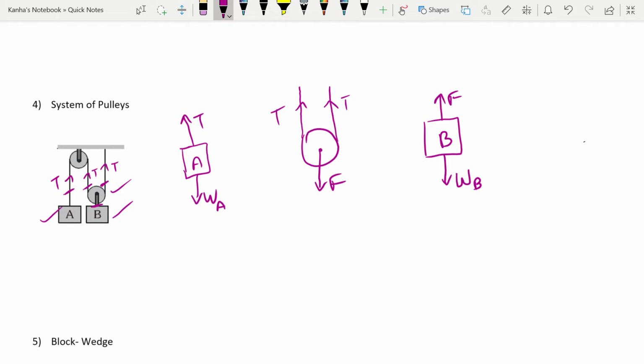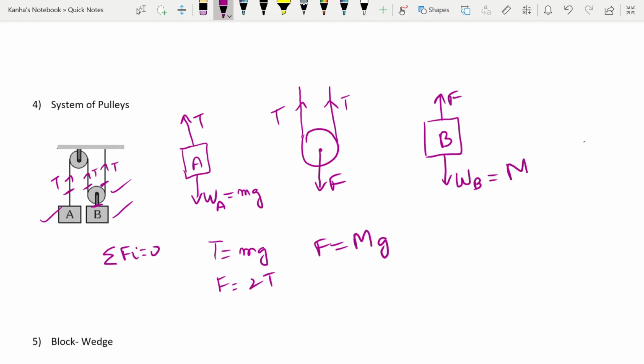Now because everything is at rest, you can easily just use summation of Fi is equal to 0, and that will give me three equations. T is equal to mg, F is equal to 2T, and F is equal to mg. Where I can write this as mg and this as mg. So the basic process is the same.